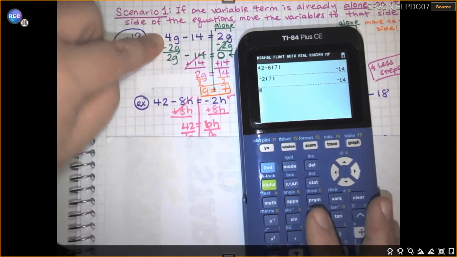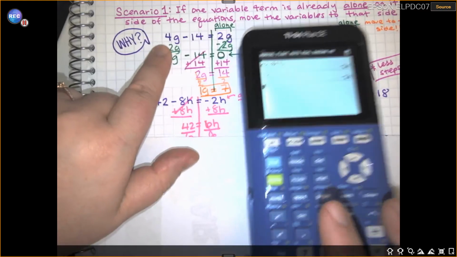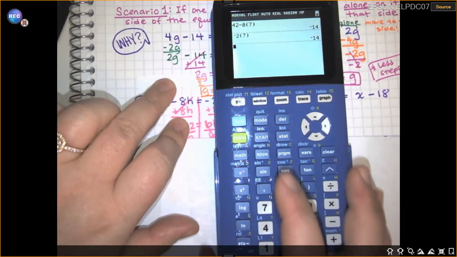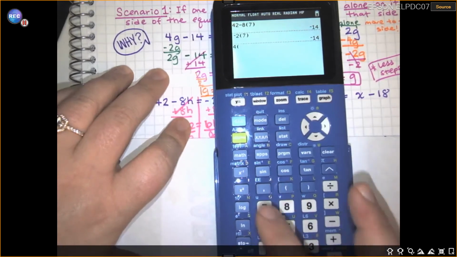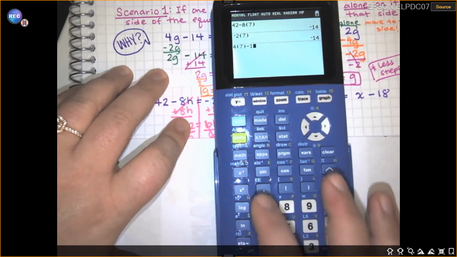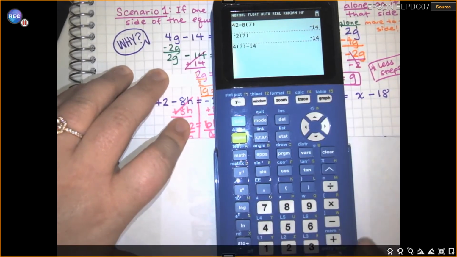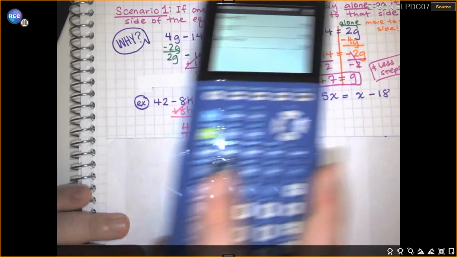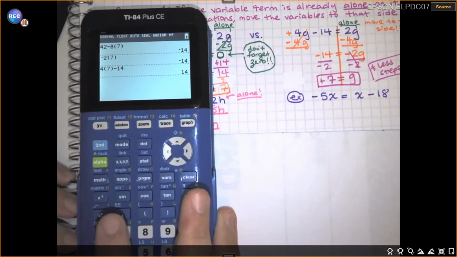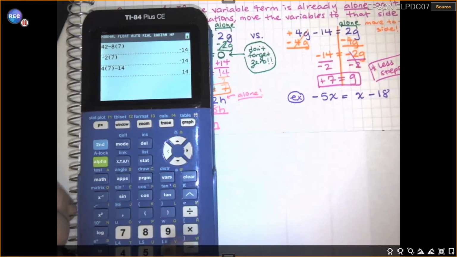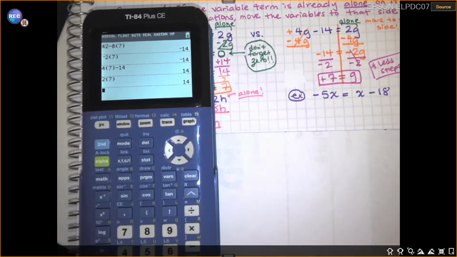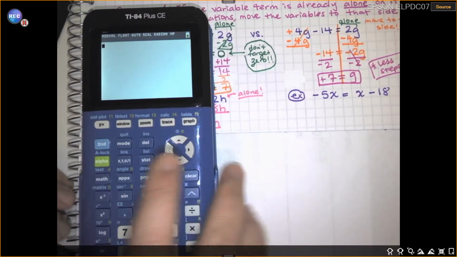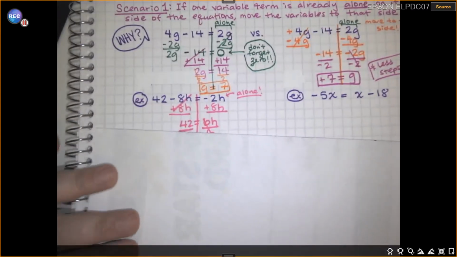If I did the 7, because this one's g is 7, up here, start with just this side. I like to put the calculator over the other side. 4 times 7 minus 14. Oops, that was 7 minus 14. Positive 14. Over here, 2g, so 2 times 7, positive 14. The left and the right hand are the same, so it is the solution.